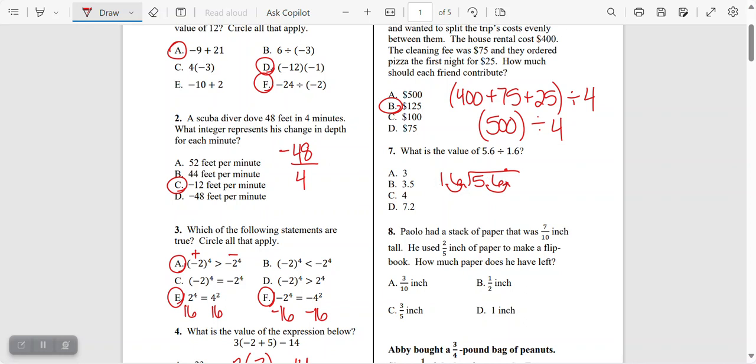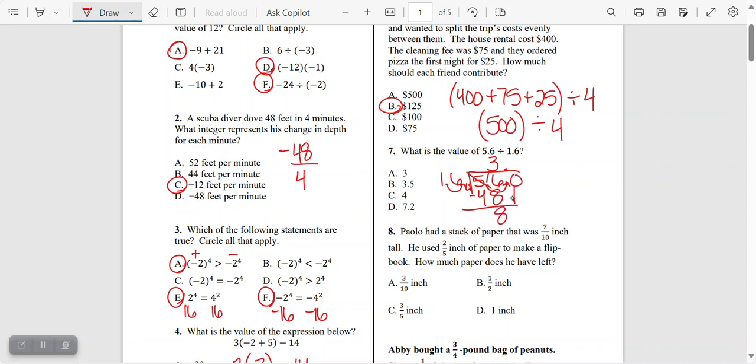16 goes into 56. We have to think about this. 16 plus 16 is 32. And if we add 16 again, we get 48. So it's going to be 3 times. So 3 times 16 is 48. We subtract, that's a 4. 16 minus 8 is 8.